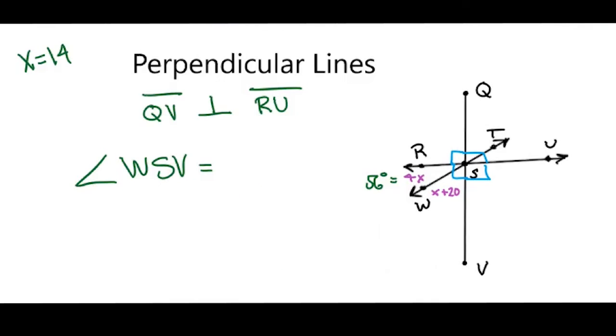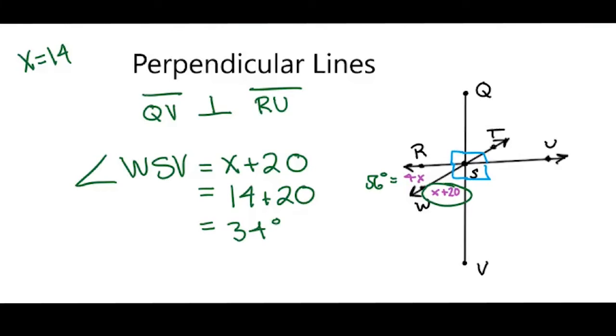Now let's find the measure of angle WSV. Well, we know that WSV is x plus 20. And we also know that x is 14. So I'll replace the x with 14. So it's 14 plus 20, which is 34. So we know that the measure of angle WSV is 34 degrees.